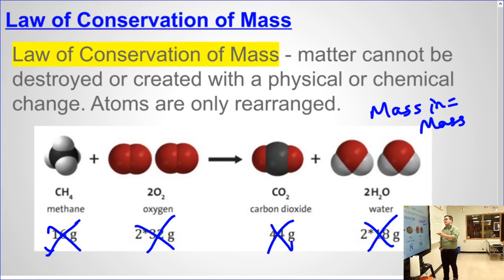Do you want us to draw the atoms? Yeah, you just put little circles though. Okay? So how do we read this? You'll be given CH4 plus 2O2 gives you CO2 plus 2H2O. We're going to go through a little bit how to read this. But the law of conservation of mass says matter cannot be created or destroyed. You only rearrange those molecules. So very simply said, mass in equals mass out.